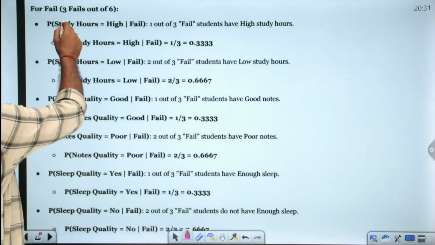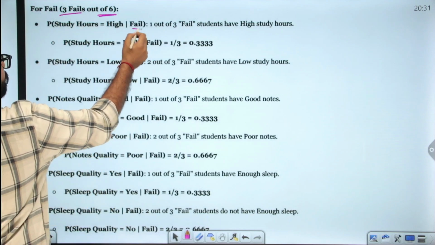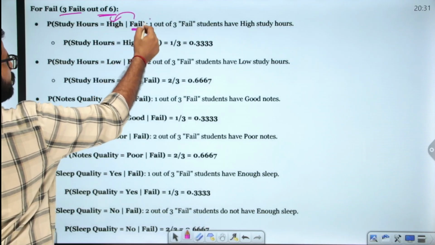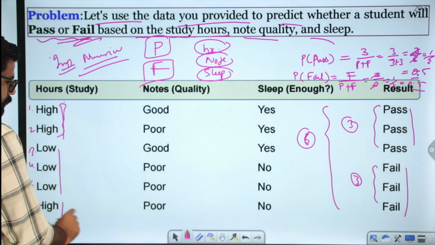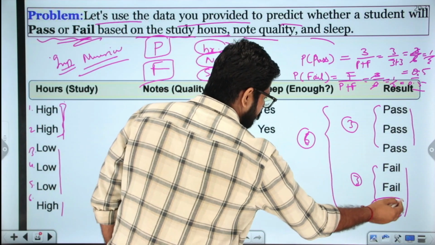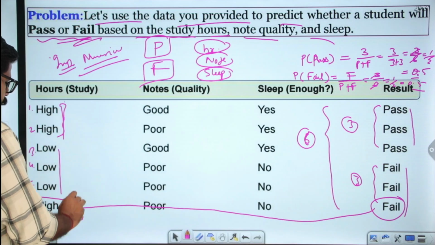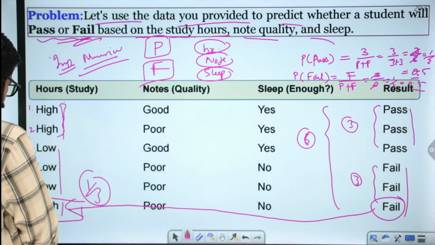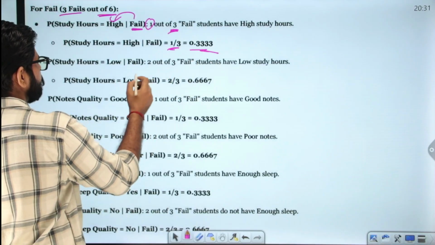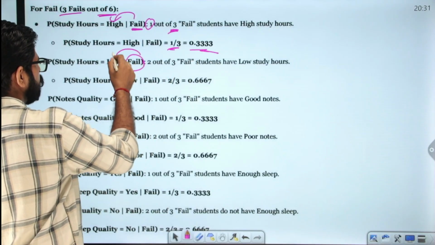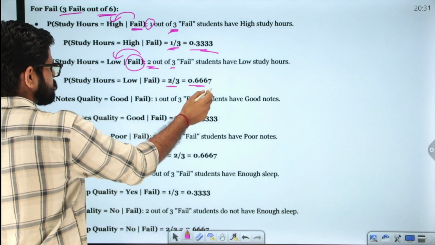Then you have 3 fails out of 6. So how can you find that out? For the fail, if high, so 1 out of 3 will be there. Here you find one condition where a student fails, still having the high study hours. So only one case will be there. So 1 out of 3 comes there, that is 0.33. And fail with the low study hours, there are two cases. So 2 by 3 will be there, that is 0.6.